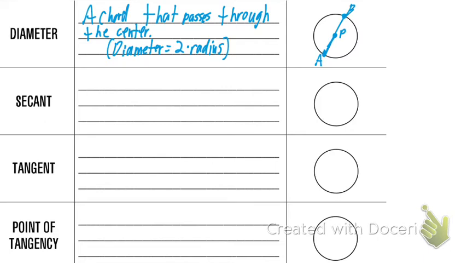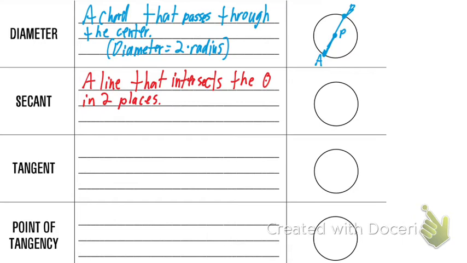Secant. A secant is a line that intersects the circle in two places. So it's a line that intersects or cuts through the circle in two different places. One way that might be an easy way to think about it is that it's a line that contains a chord. I'm going to write in parentheses, hey, this contains a chord.